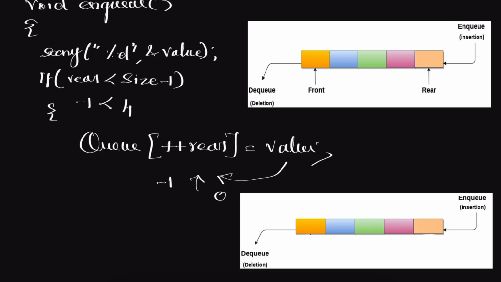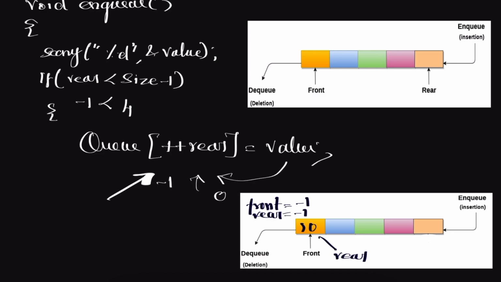Initially the front and rear are pointing to -1 because of the assignment front equal to -1, rear equal to -1. After executing this statement, the rear position will be incremented. What is the rear position? Initially -1, and now it becomes 0. After incrementing the rear position, we are going to store the value at the rear position. And now this is the front as well as the rear, because we are going to store at the 0th index. Now the value will be stored at the 0th index.